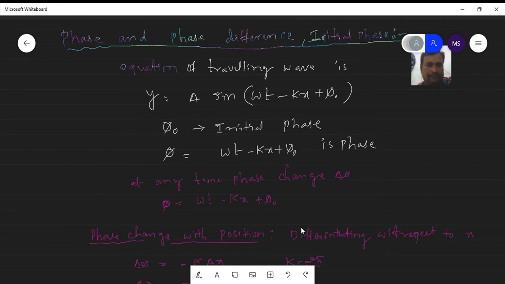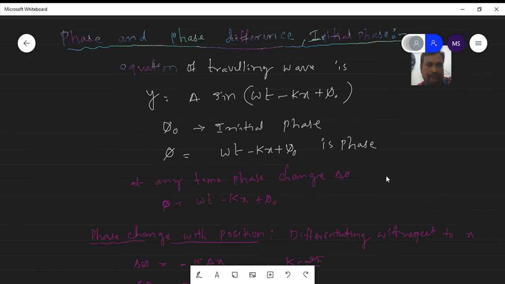Today's topic is phase, phase difference and initial phase. This is the equation of the traveling wave: y is equal to a sine of (omega t minus kx plus phi naught). Here phi naught is the initial phase, and omega t minus kx plus phi naught is the total phase of the traveling wave equation.